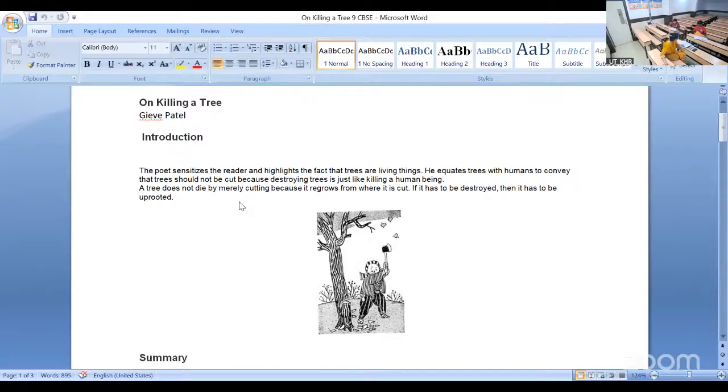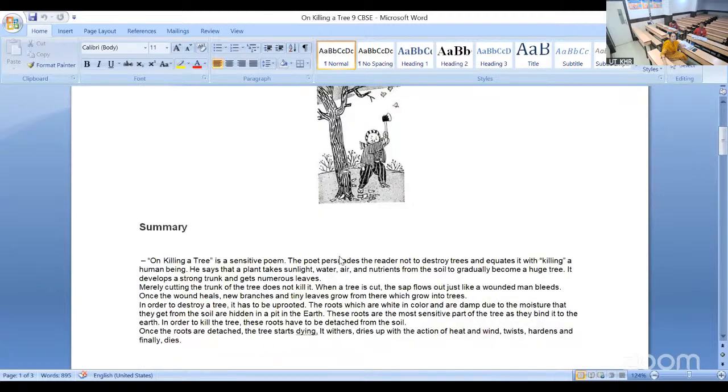Very noble poet and very good educational poem. A tree does not die by merely cutting because it regrows from where it is cut. If it has to be destroyed, then it has to be uprooted. If you cut a tree, after a few weeks you will see small leaves coming on the tree. It's very difficult to cut a tree. It has to be uprooted properly, because the roots are very deep inside the earth. It has so much tenacity to bear all the negative effects, all the hacking and everything done on it.